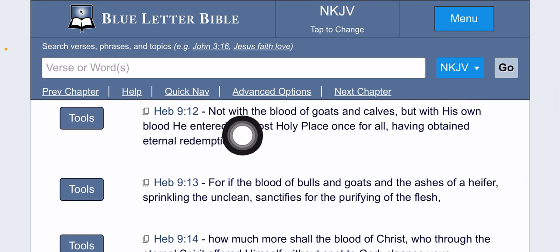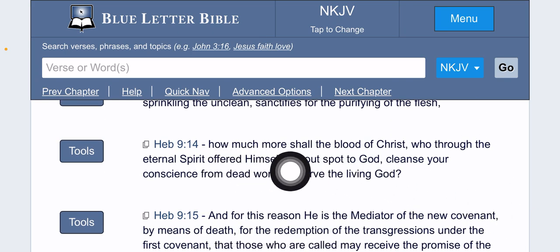So I'll read back again. Not with the blood of goats and calves, but with his own blood he entered the most holy places once for all, having obtained eternal redemption. For if the blood of bulls and goats and the ashes of a heifer sprinkling the unclean sanctifies for the purity of the flesh, how much more shall the blood of the Messiah Yahawashi, who through the eternal spirit offered himself without spot to Yahawah, cleanse your conscience from dead works to serve the living power?